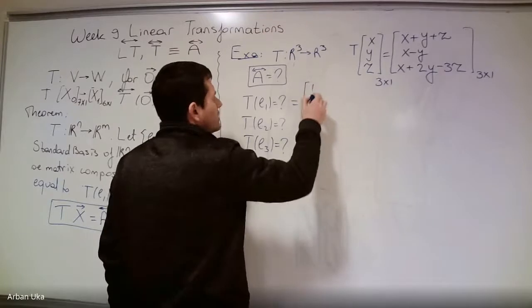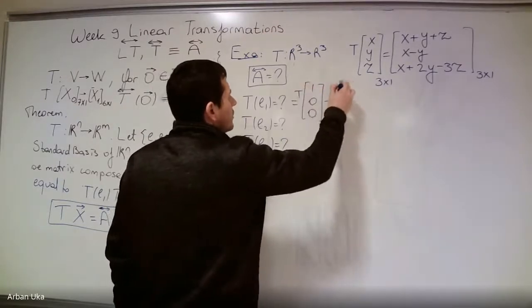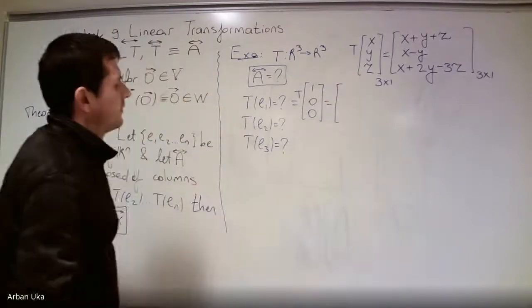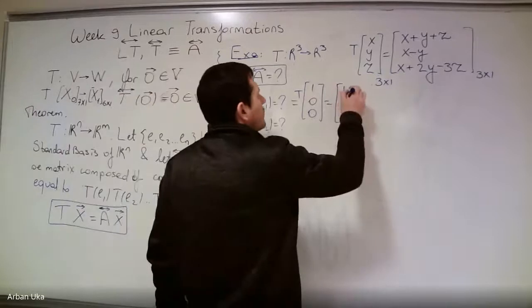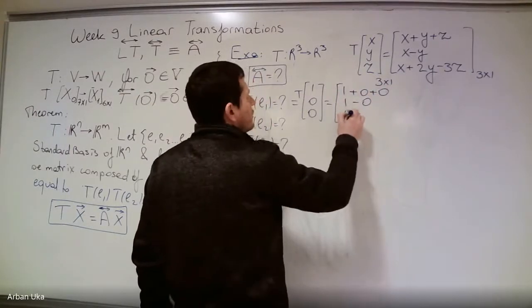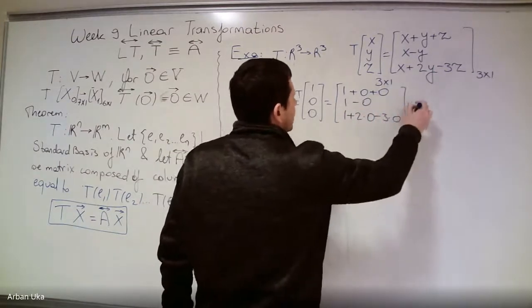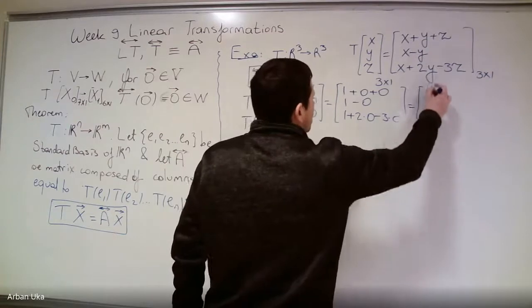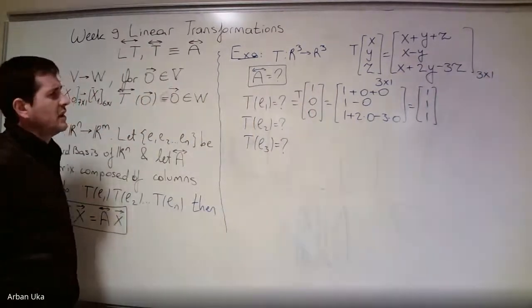We do 1, 0, 0. What is the linear transformation T on 1, 0, 0? 1, 1, 1. That's true. So it is 1 plus 0 plus 0, 1 minus 0, 1 plus 2 times 0 minus 3 times 0, right? So we get here 1, 1, 1. So this is the first column of the matrix A.